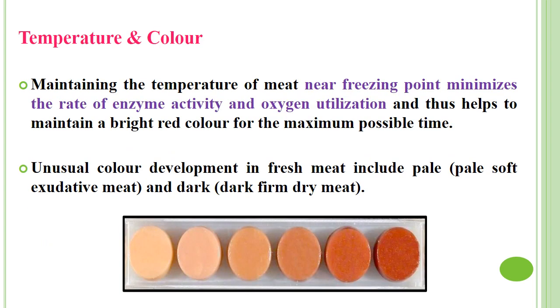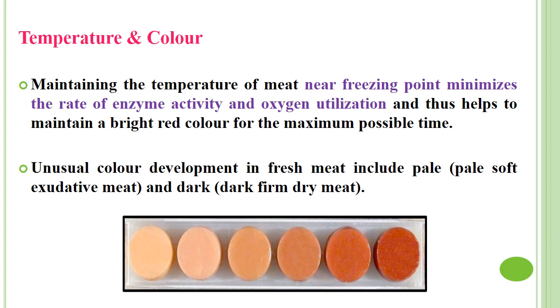Here we will see that temperature and color has a relation, even with pH, as I mentioned already. So maintaining the temperature of meat near freezing point minimizes the rate of enzyme activity and oxygen utilization, and thus helps to maintain a bright red color for maximum possible time. So if the temperature is low, all the enzyme activity, metabolic activity will be less, so oxygen supply will remain for long time. The bright color can be maintained long time.